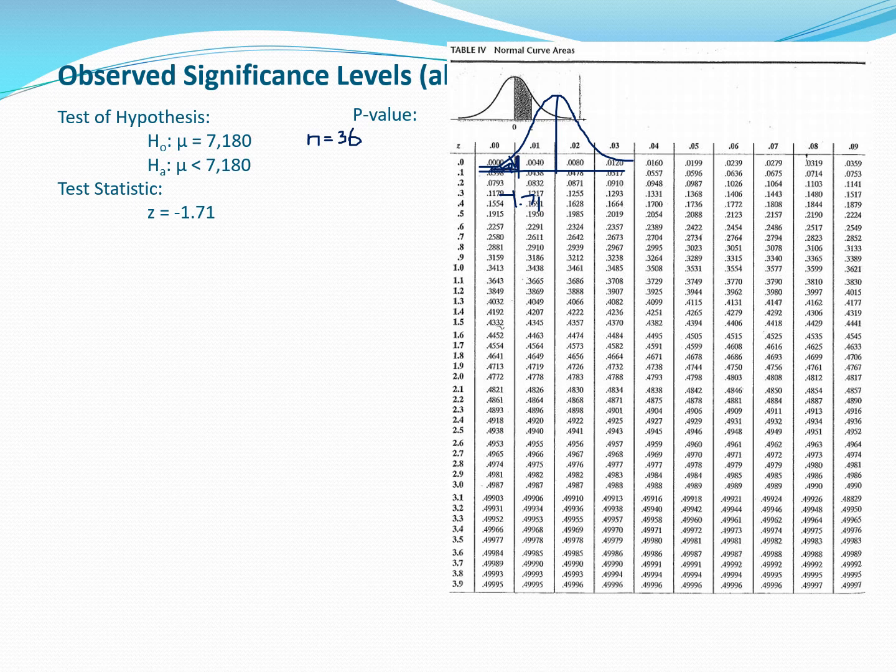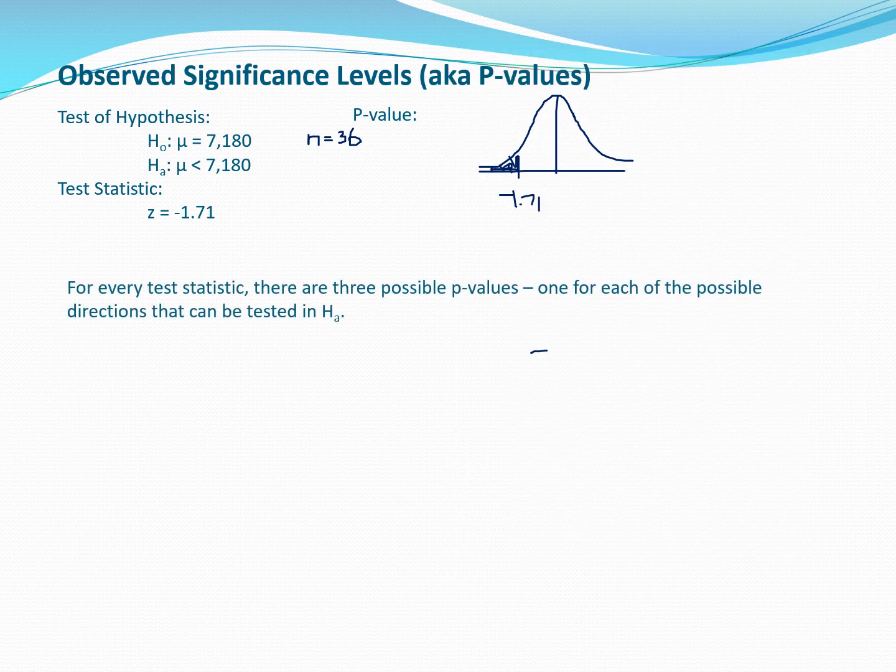Okay, step 1 is draw the curve. Step 2 is put in the value of the test statistic. Step 3 is shade to the left. And now let's go find the probability. There it is: 0.4564, for 1.71. 0.4564. Now it's going to go the other way.